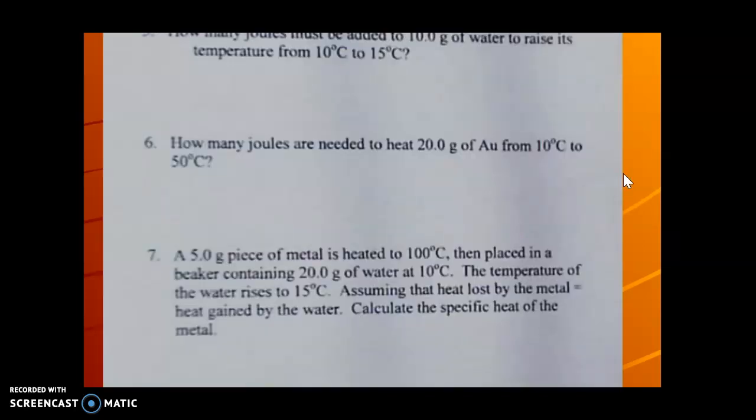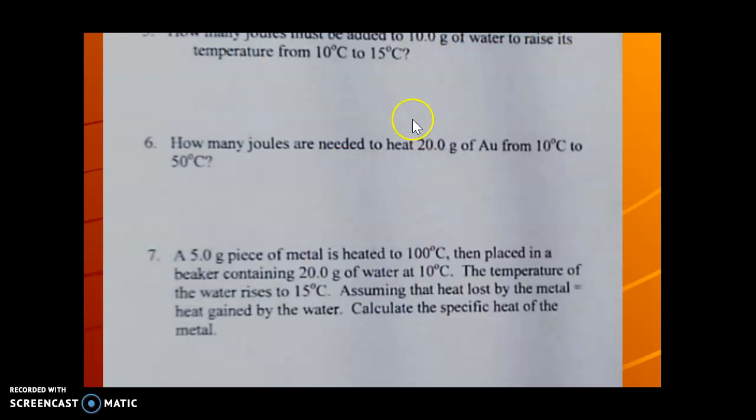So let's try a couple of problems here. Look at the first one. It says, how many joules must be added to 10 grams of water to raise its temperature from 10 to 15? What formula do you think you would need for that one? If you said Q equals mcΔT, you're right. Notice there's a temperature change given. So you would subtract those and get 5 and plug into Q equals mcΔT with 10 grams and find the specific heat of water, which is 4.18 joules per gram degree.